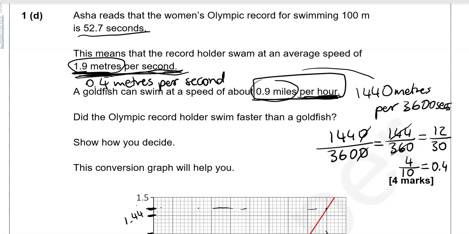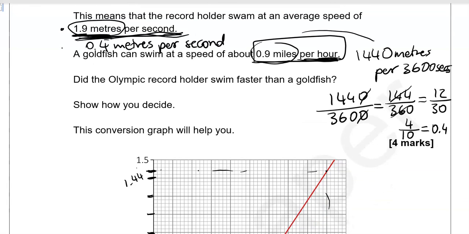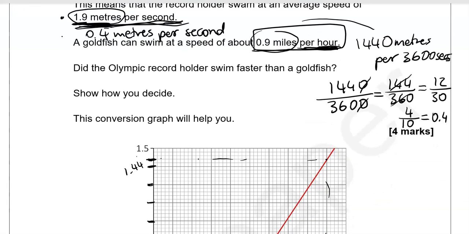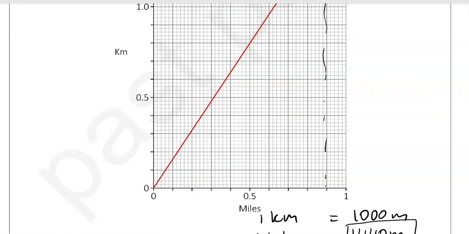And the question was, did the Olympic record holder swim faster than a goldfish? Yes, because they swam at 1.9 meters per second, whereas a goldfish swims at 0.4 meters per second. So the answer is yes.